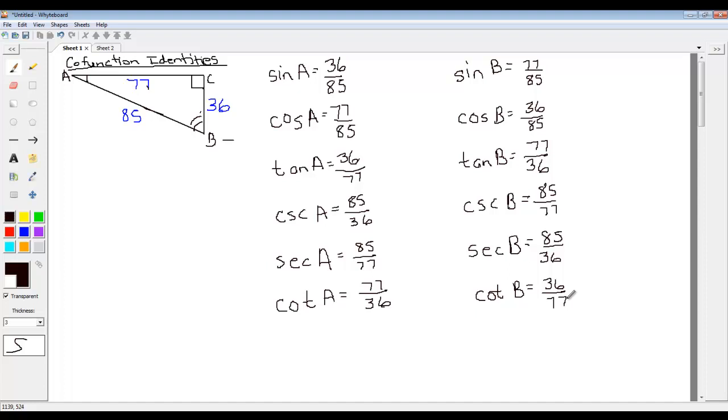Okay, so that's all of the trig ratio values for the acute angles of this right triangle. A and B were acute angles. C is a right angle. A and B are acute. They're more than 0, less than 90. And we've gone through and found sine, cosine, tangent, cosecant, secant, cotangent of both. Now I want you to take a second and stare back and forth between the values for A and the values for B. I want to see if you notice anything.